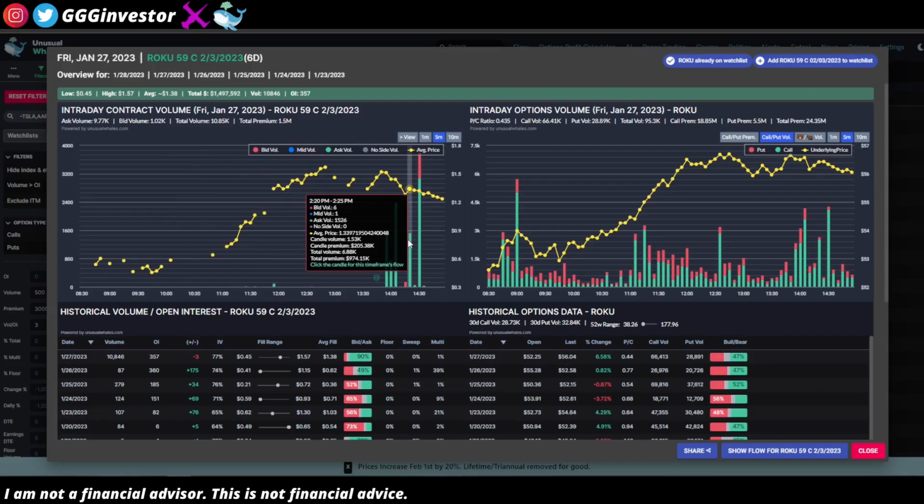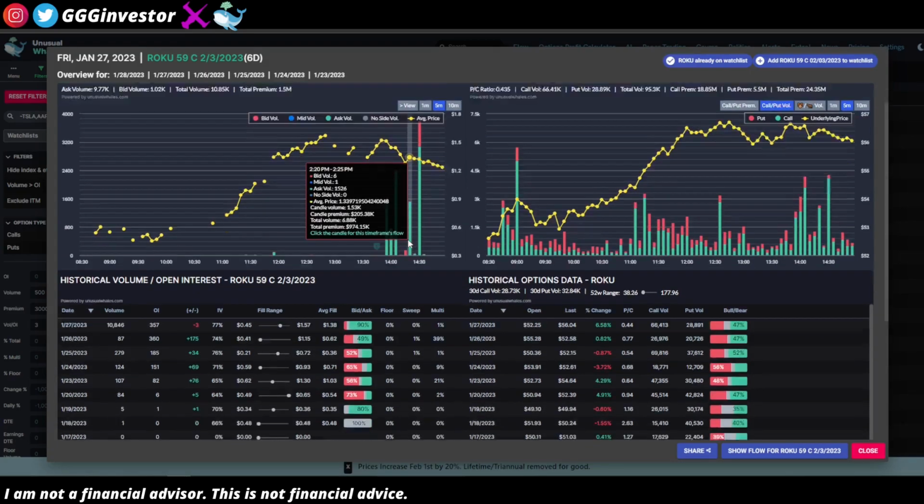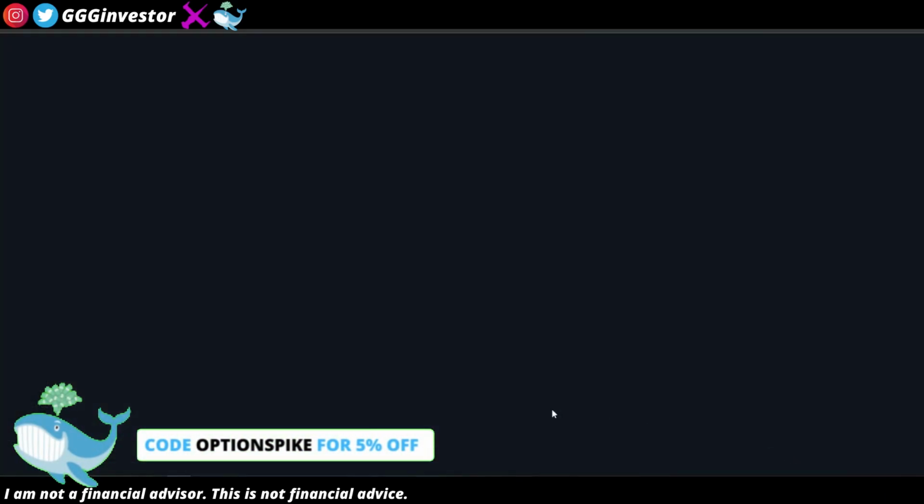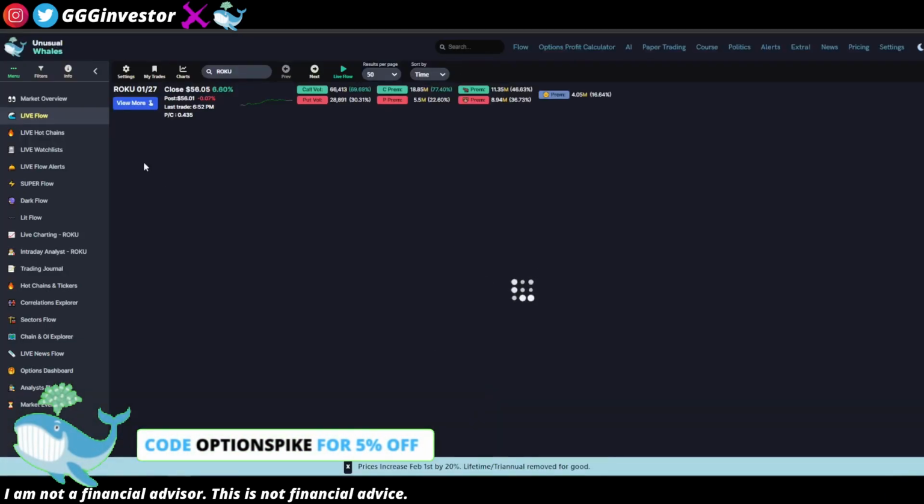So there could be potential news coming out next week, or overall the market could just continue doing what it did today and continue going into higher highs. But since this one's a very interesting contract, the next thing we're going to do is show flow for Roku, and we're going to definitely take a look into these orders for this specific chain.